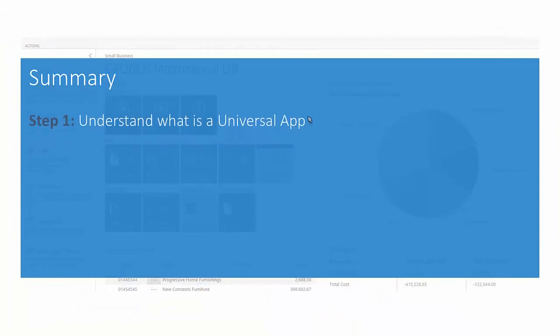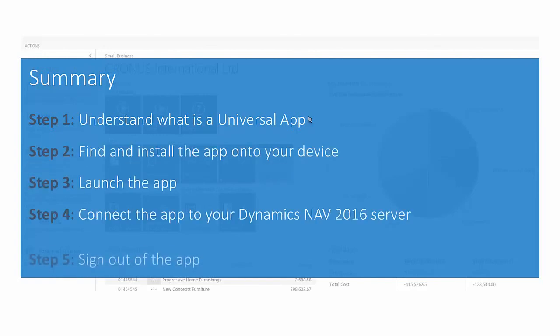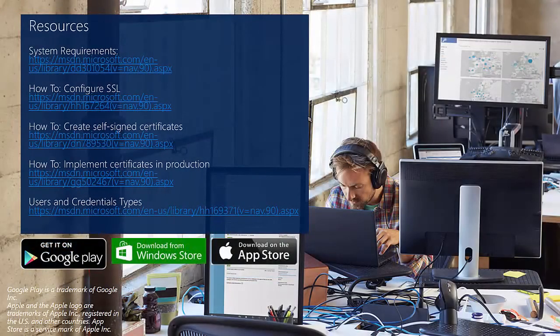That was easy. It only takes a few simple steps to get the Universal app installed on your device. Connecting the app requires that you have a server address and sign-in credentials, and you can sign out at any time to repeat the process. Go ahead and try out the steps on your own device. And if you need further information, check out the additional resources on this screen.